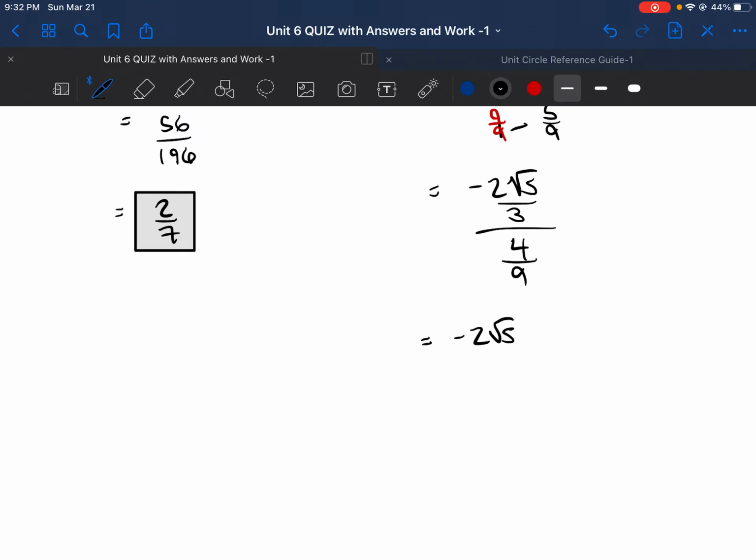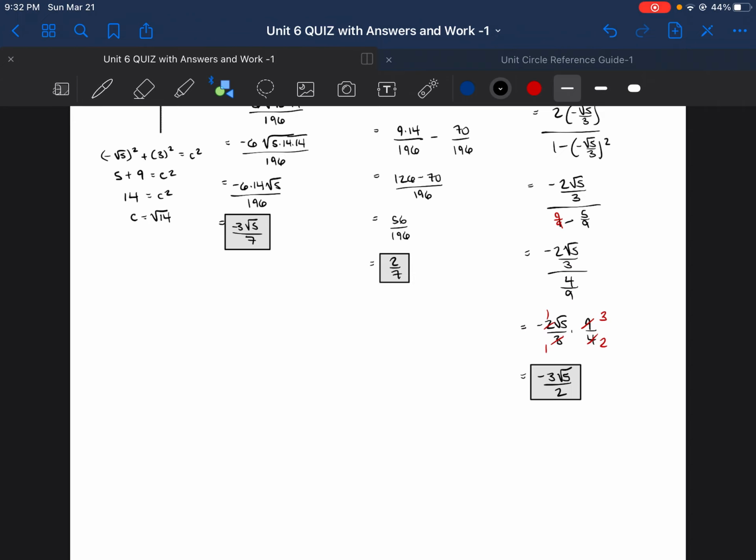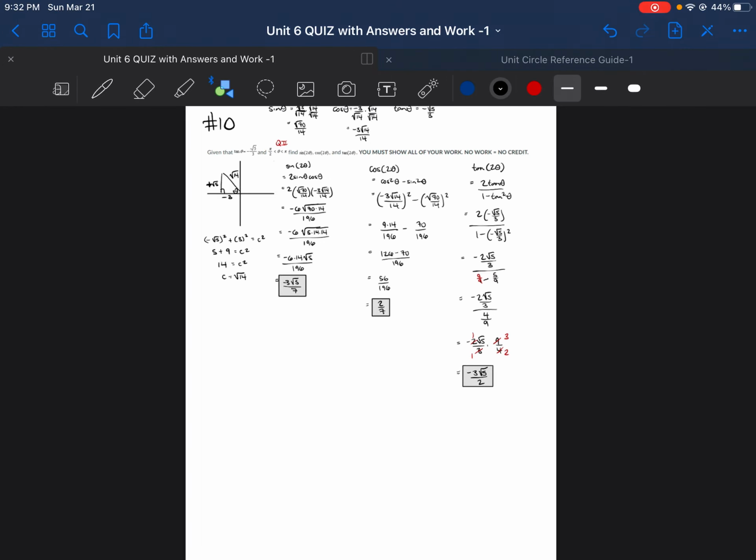And we'll do keep change flip. Negative 2 root 5 over 3 times, then flip the bottom, 9/4. Let's do some reducing here. 9 and 3, 2 and 1. So this is really negative 3 root 5 over 2, which is the correct answer. Just double checked with my key. All right, well, there's the quiz.